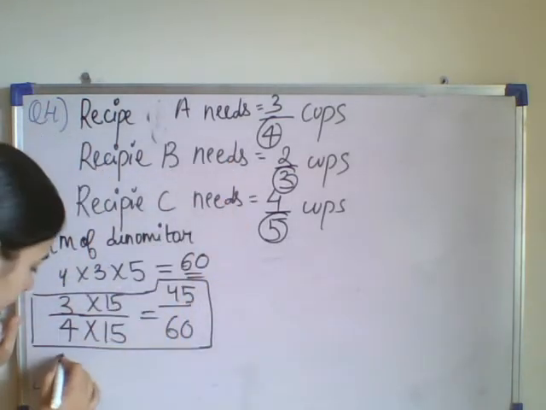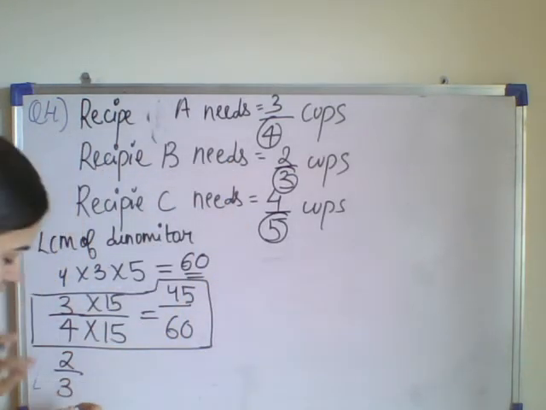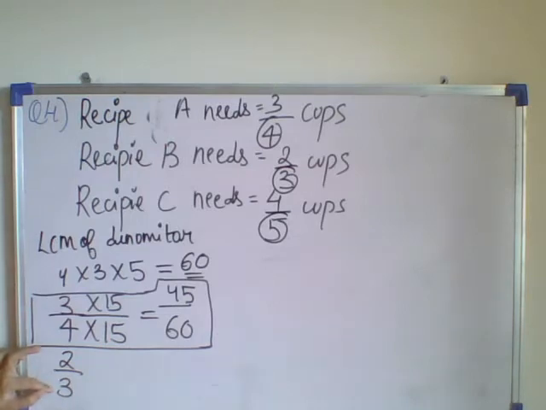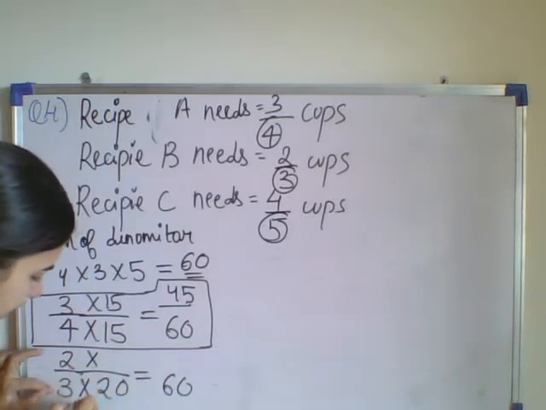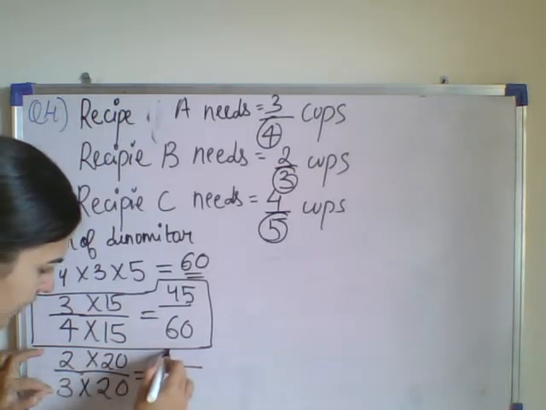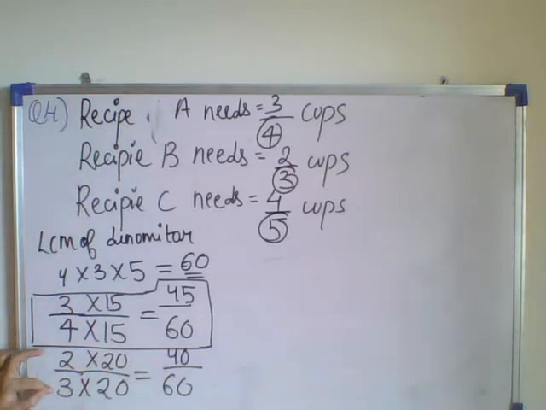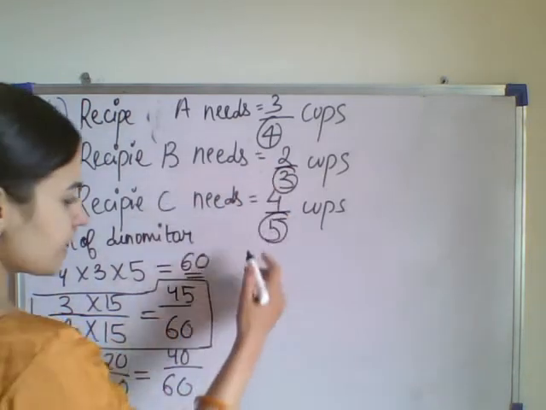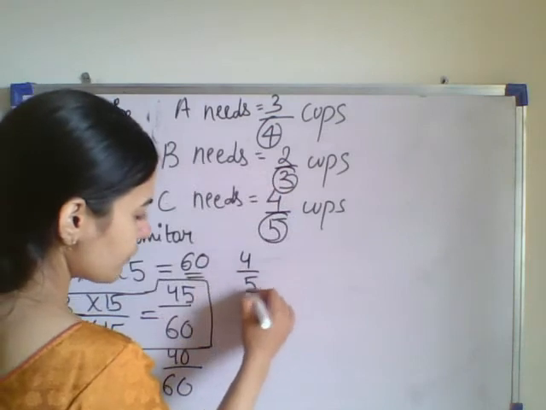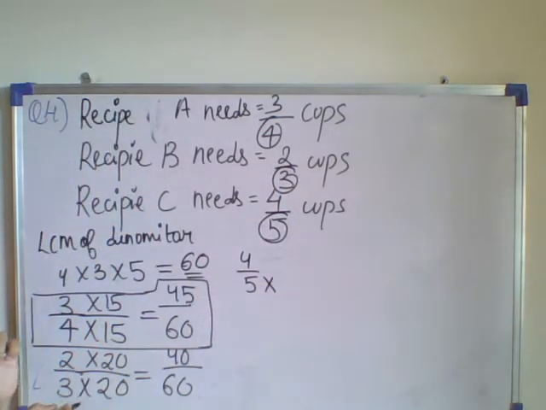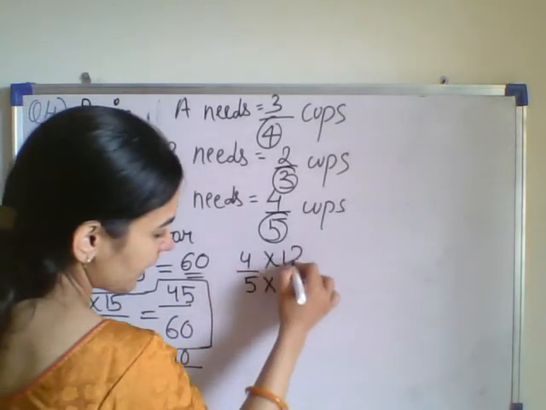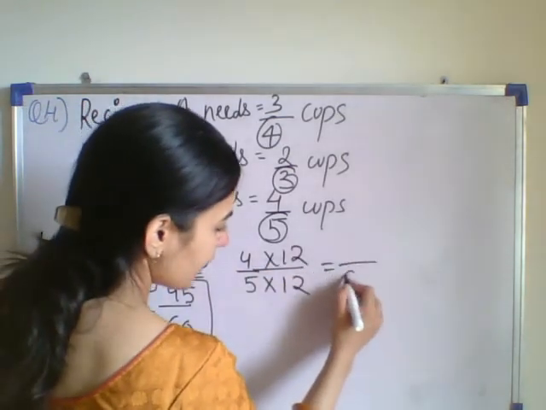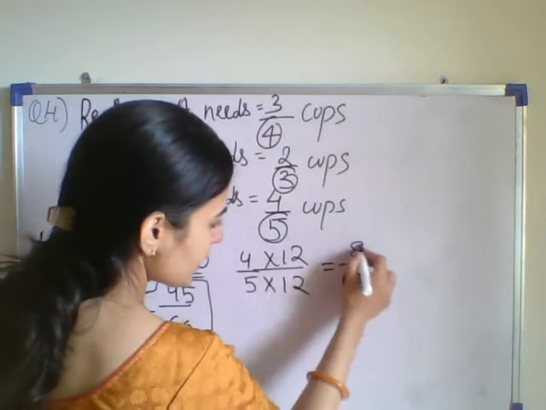Now 3 multiplied by 20 is equal to 60. So here also I will be multiplying it with 20, so here it comes 40. And the third one that is left is 4 by 5. So 5 multiplied by 12 is 60, and here also I will be multiplying it with 12. Here I get 48: 4 2s are 8, 4 1s are 4.